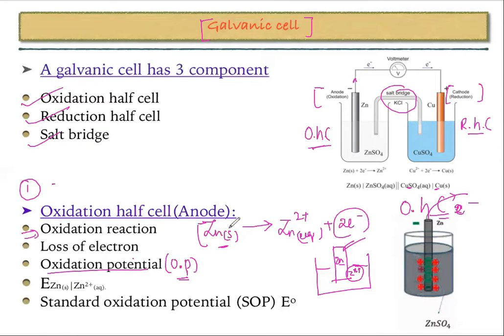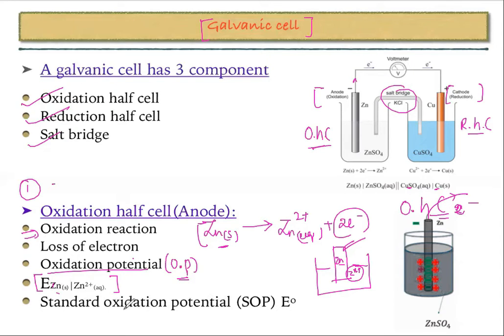So how do you know it's an oxidation reaction? What is the oxidation number of zinc here? 0. Here it is 2. So an increase in oxidation number is nothing but your oxidation potential. Remember, this is very important. In the further slides we're going to use the half cell reaction. So this is known as oxidation potential.